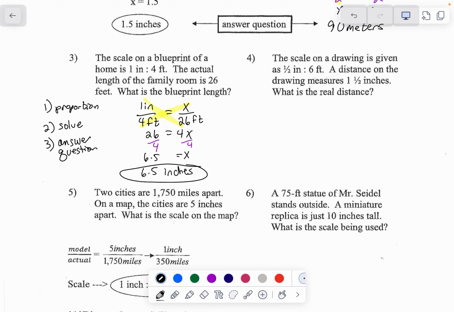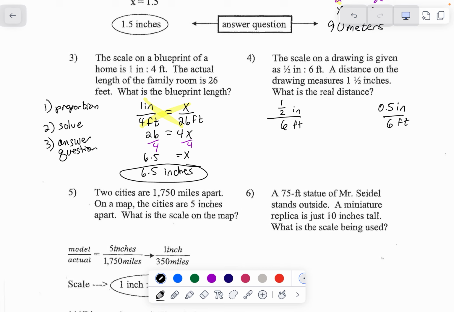Okay. It says the scale on a drawing is 1/2 inch to 6 foot. So we set up our proportion. You can do 1/2 and 6. This is inches, this is feet. Since we are going to cross multiply, you can leave it that way. Okay. Another alternative is to make it 0.5 over 6. That will also work.